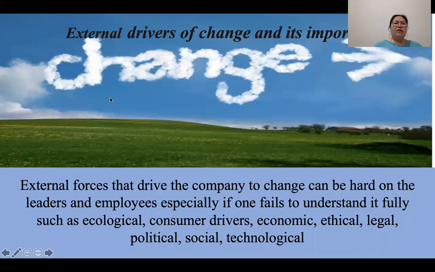The external drivers of change and their importance. External forces that drive the company to change can be hard on the leaders and employees, especially if one fails to understand them fully, such as ecological, consumer drivers, economic, ethical, legal, political, social, and technological.